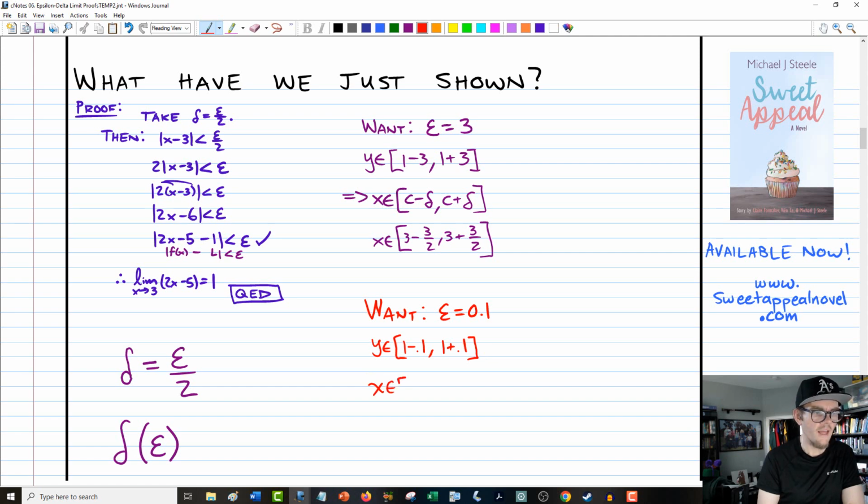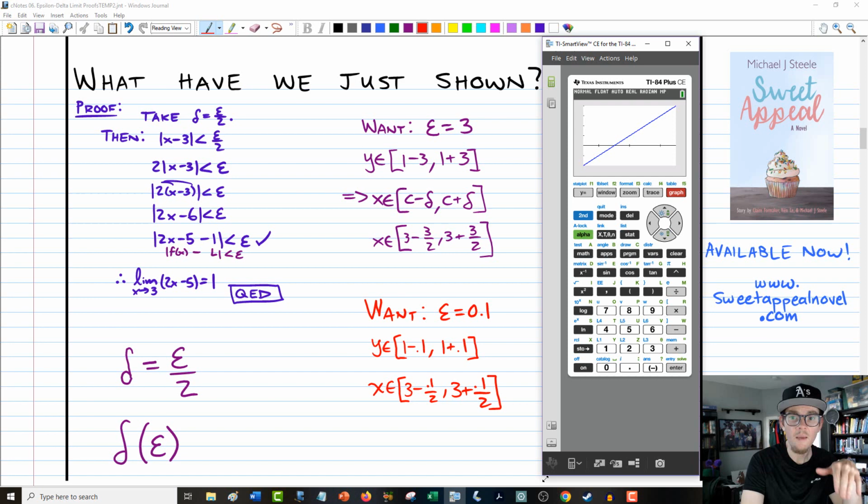Likewise, if that's going to be true, according to our connection between delta and epsilon, all of our x values need to be within epsilon over 2 of our c value, which was 3. That means that our x value, which was at 3, will be between 3 minus 0.1 over 2 and 3 plus 0.1 over 2.